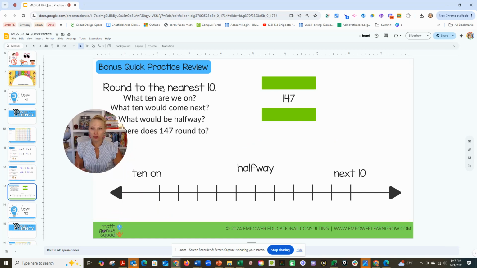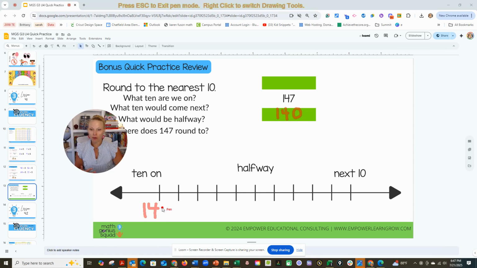In this case, the student leader would say round to the nearest 10. What 10 are we on? And let's get our pointer here. So if we said, what 10 are we on? The students would say 14 tens, which is 140. So the student leader can write it on the board like this. What 10 would come next? And students would say 150 or 15 tens. Both of them are accurate, and both of them are going to help students to not forget that 100. We don't just put 50, we put 15 tens or 150. What number would be halfway?